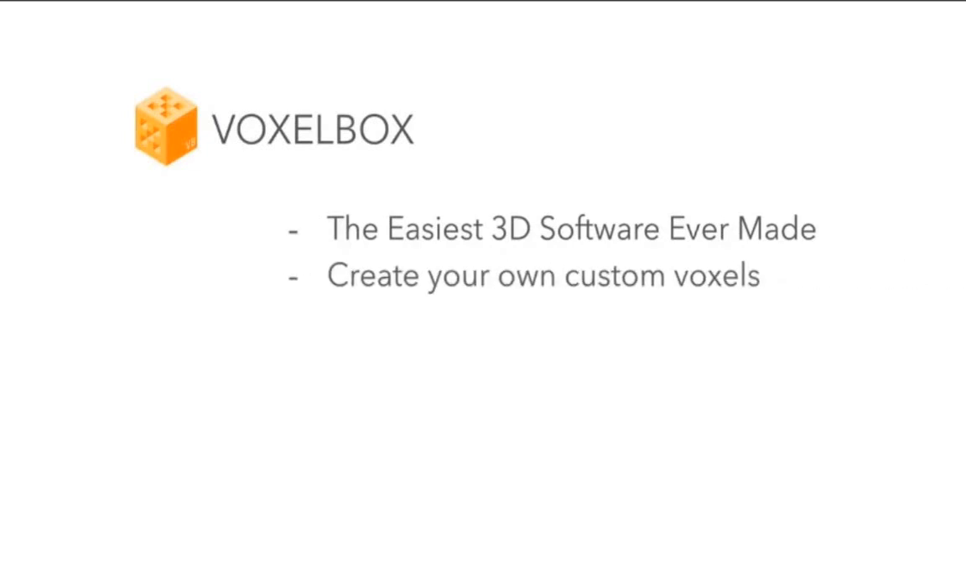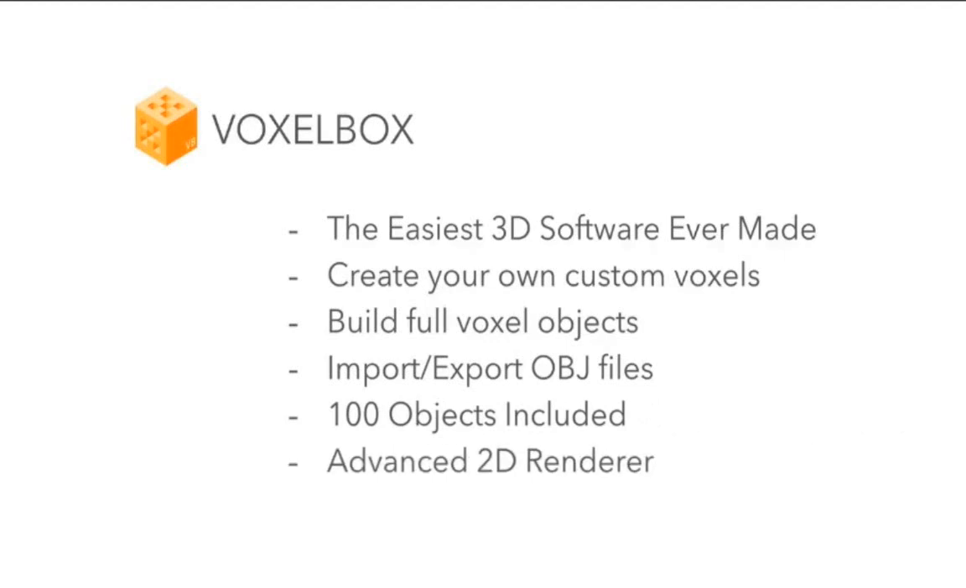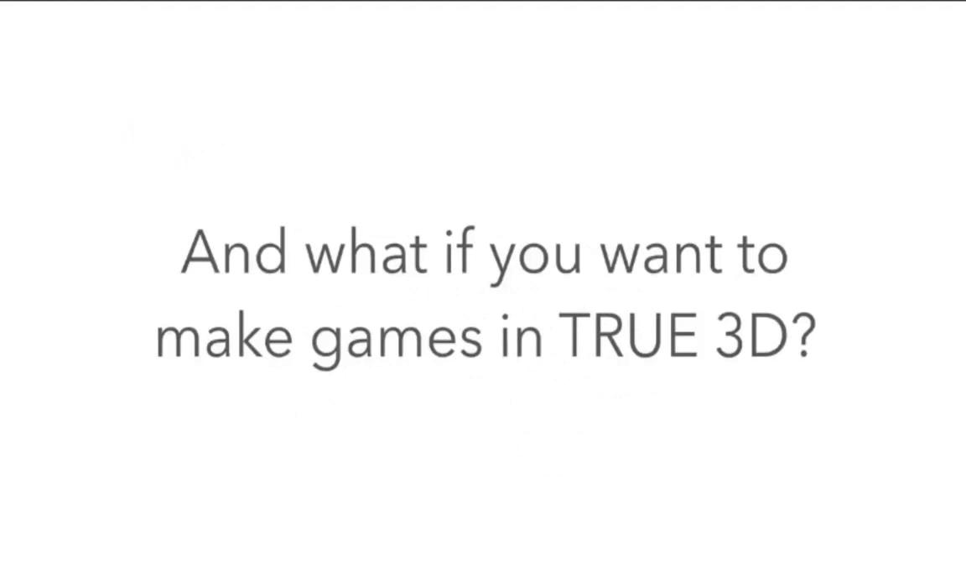And that's Voxel Box. Brand new software from us. It's the easiest 3D software ever made. You can create your own custom voxels with textures. You can build full voxel objects. You can import and export OBJ files. And just like Pixelbox, you can do one-click exporting for a whole entire scene. There's 100 objects that are included in the software. Of course, you can save your own voxels and your own objects, and it has an advanced 2D renderer if you want to use it in software like Buildbox 2. And what if you want to make games in true 3D? Well, I think it's time to discuss that.